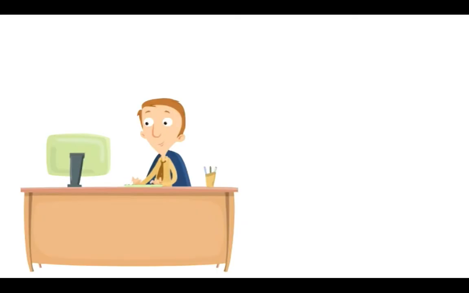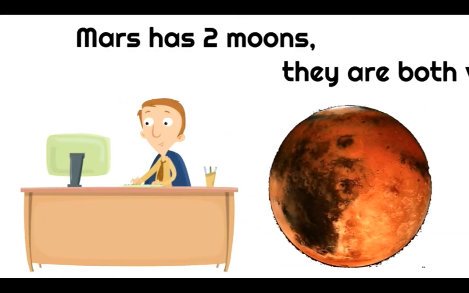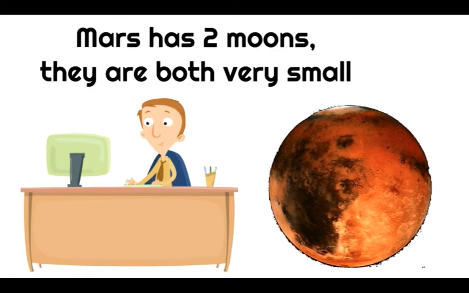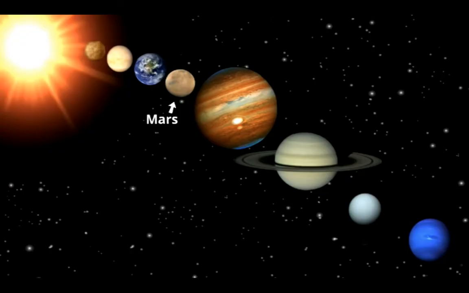And this is kind of cool. Mars has 2 moons. They are both very small, okay? They're small moons, which is good. You know, Mars has a couple moons. It's nice. We've got a moon. Mars has 2 moons, you know? Mars is the fourth planet from the sun, and it's in between the Earth and Jupiter.